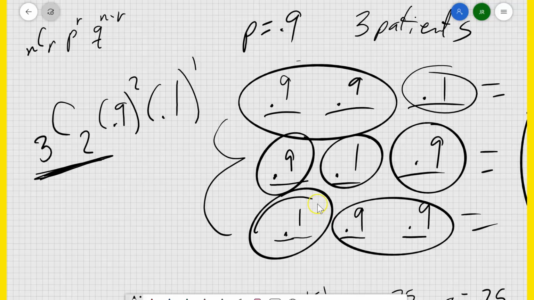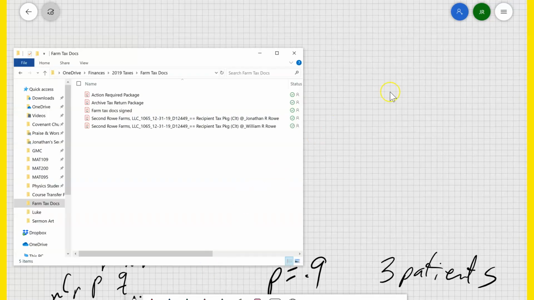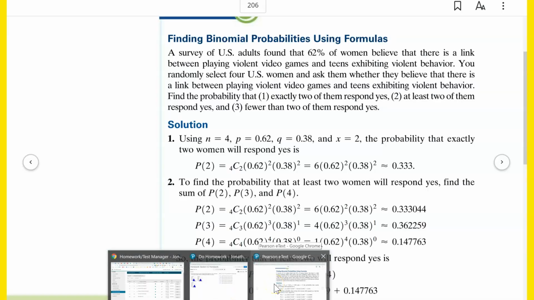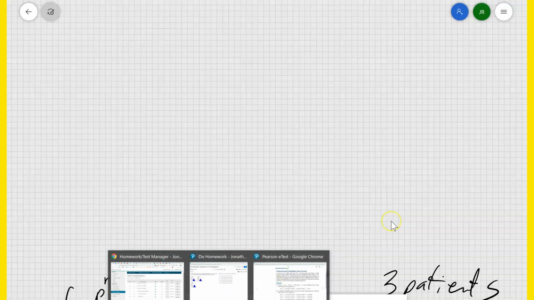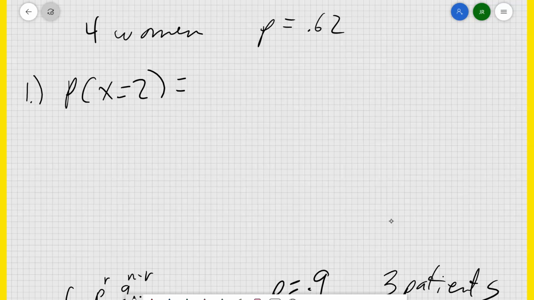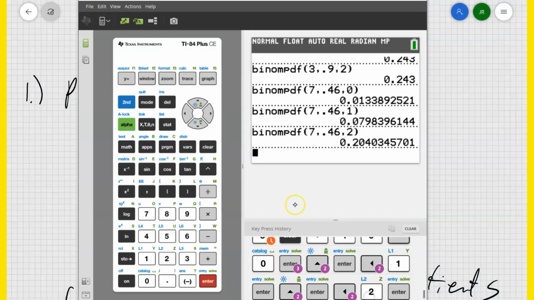All right, so let me write some of that information down here. What are we talking about? We're talking about 62%, 4 of them are selected. Okay. So 4 women, P is 0.62. So the first one asked me, what's the probability that exactly 2, that X equals 2, that exactly 2 of those women would say yes, they do think that violent video games have a link to violent behavior.